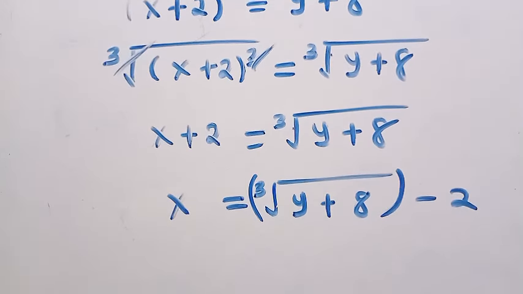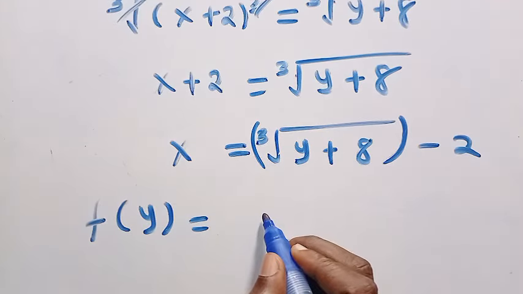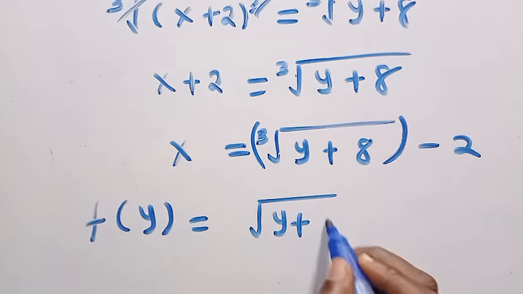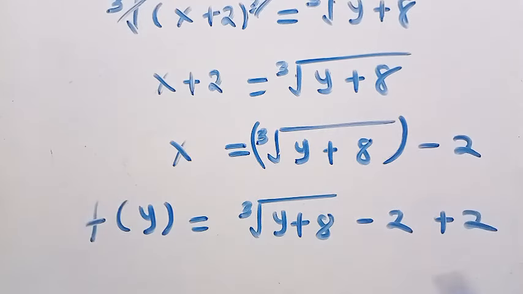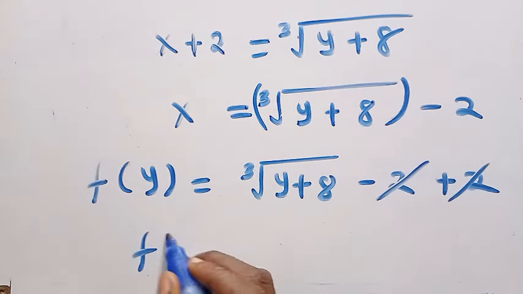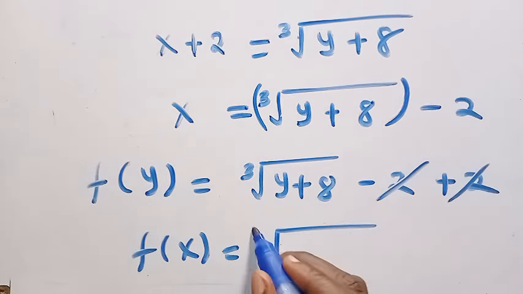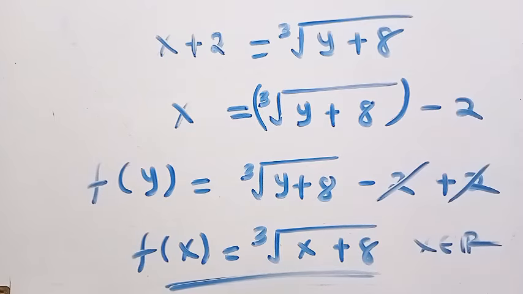And if you now come back, we are going to replace x with the whole of this. We have f of y equals, instead of x plus 2, we change it to the cube root of y plus 8, then minus 2, plus 2 as well, because 2 is part of what we have. So 2 and 2 cancel, and by changing y here to x, we are going to have f of x equals the cube root of x plus 8. And this is the only solution here, as x is a member of real numbers. But if you want to test for complex numbers as well, we can go ahead with that.